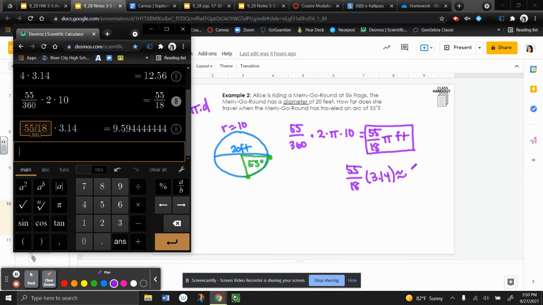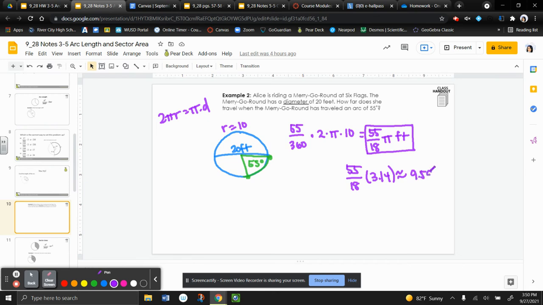We get 9.59. So since this is a word problem, we're going to give a word answer. So we're going to say the merry-go-round travels 9.59 feet. So you can just give your approximate answer in your word problem.